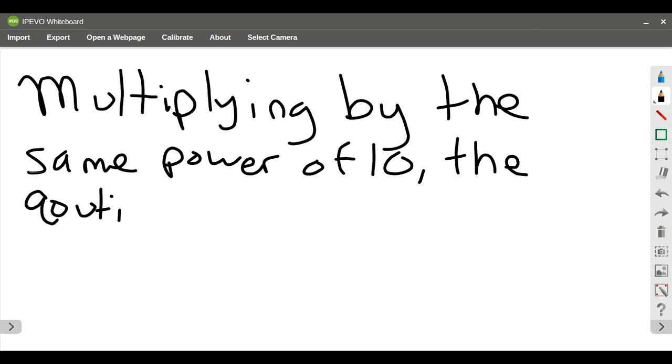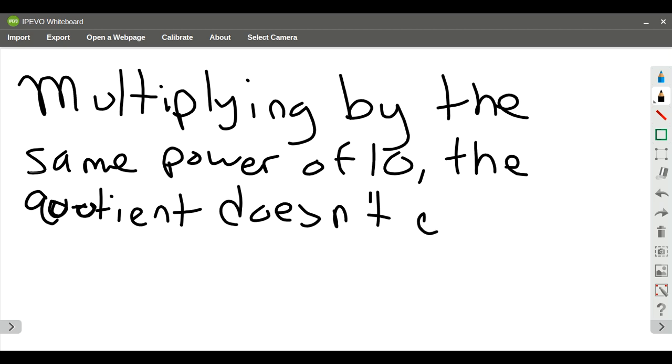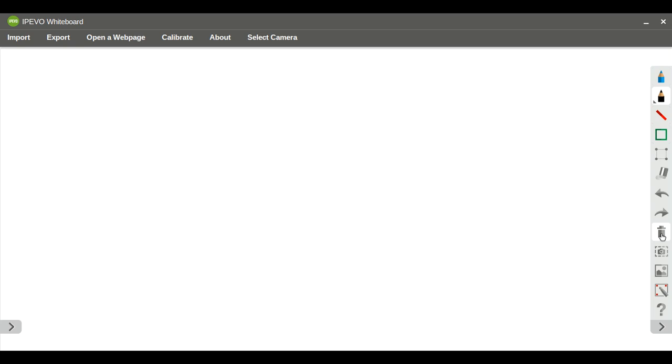That's 10. The quotient doesn't change because I multiplied both sides, the dividend and the divisor, by the same power of 10. The quotient doesn't change, which is why I can multiply by the same power of 10. So I have to move the decimal over the same amount in both my divisor and my dividend. Okay. Number 2, what power of 10 would you multiply by the dividend and by the divisor?